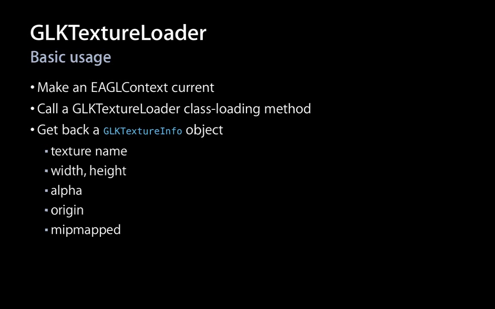So basic usage, really simple. You set your EAGL context current. You make our single call to the class, one of the variant loading methods. And you get back this object, a GLKTextureInfo object, which has all the pertinent information you need to do your rendering. So you get the most important texture name that you can bind with, the width and height of the image, alpha state, whether it was premultiplied or if there was no alpha, the original origin of the image, and if we mipmapped it for you or not.